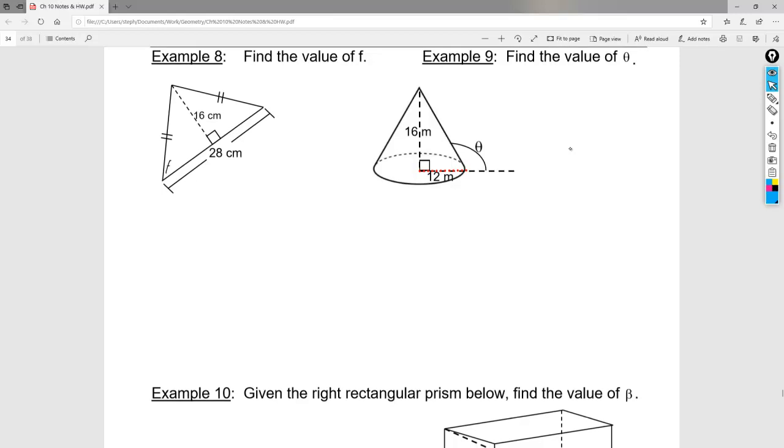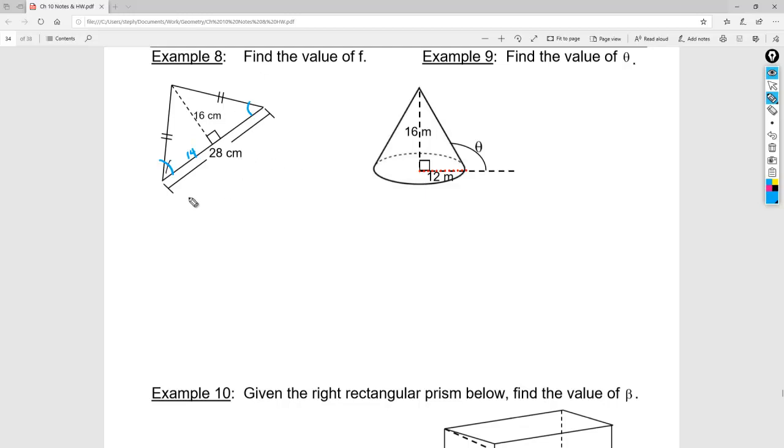Alright, just a few more examples here. So I'm actually just going to do one of these and then leave the other two for homework. So what I am given here for example 8 is to find the value of f. So f is right here, and I know that since this whole length here is 28, then my small length here will be 14. I also know that this is the same angle, so you could really use either side, it doesn't matter.